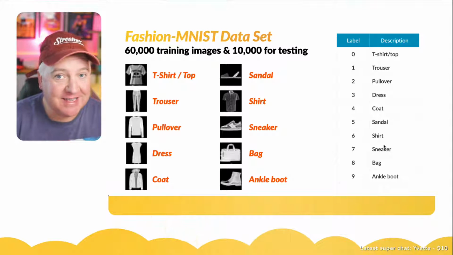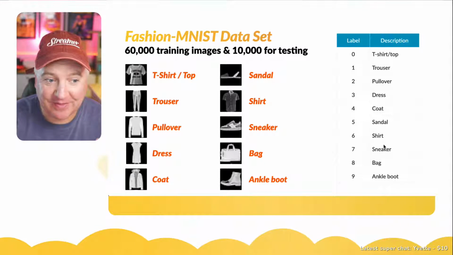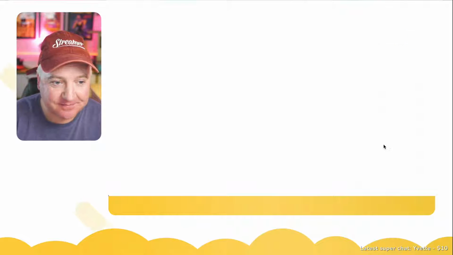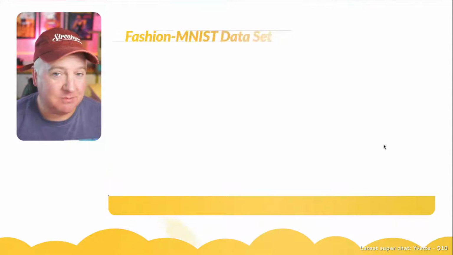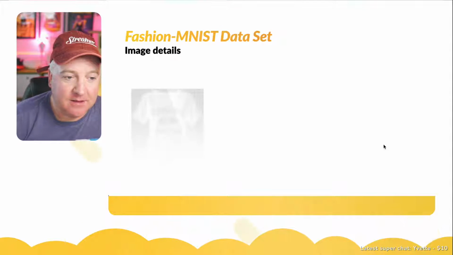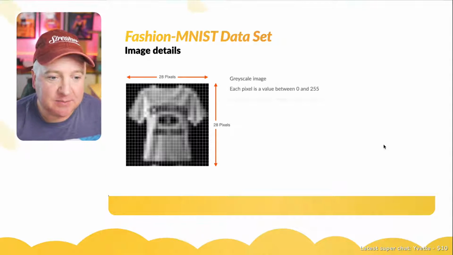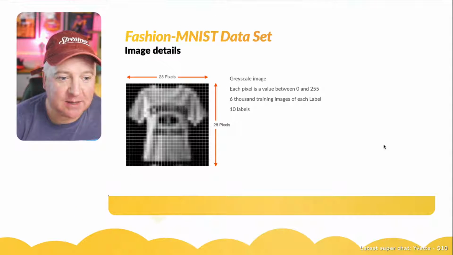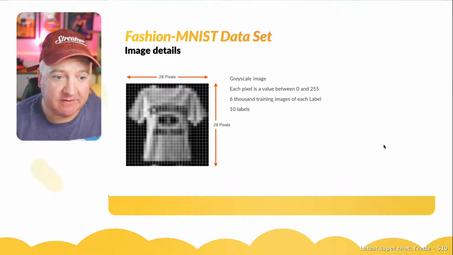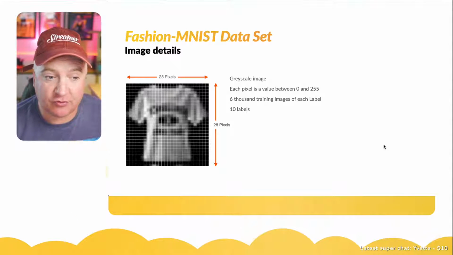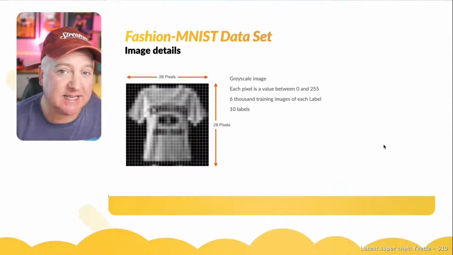So they've made it really easy in the Colab environment to play with this data set. It's a huge data set. And it's also a standard, so that means that we can benchmark one algorithm against another. So here's our 28 by 28 pixel grid. This is an example from the dataset. You can see each pixel there has got a value between 0 and 255. There are 6,000 training images of each label type. So for trousers or t-shirts, there's 6,000 for each of them. And there's 10 labels in total.